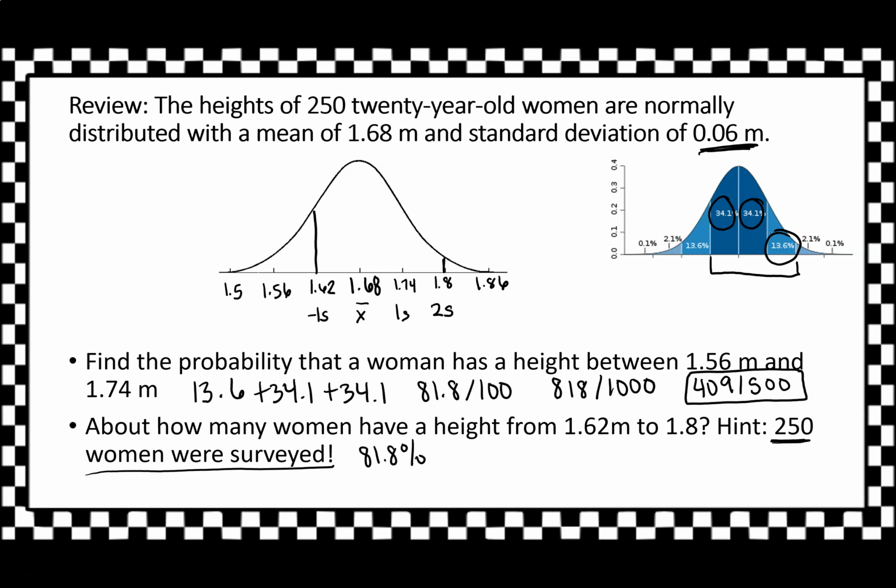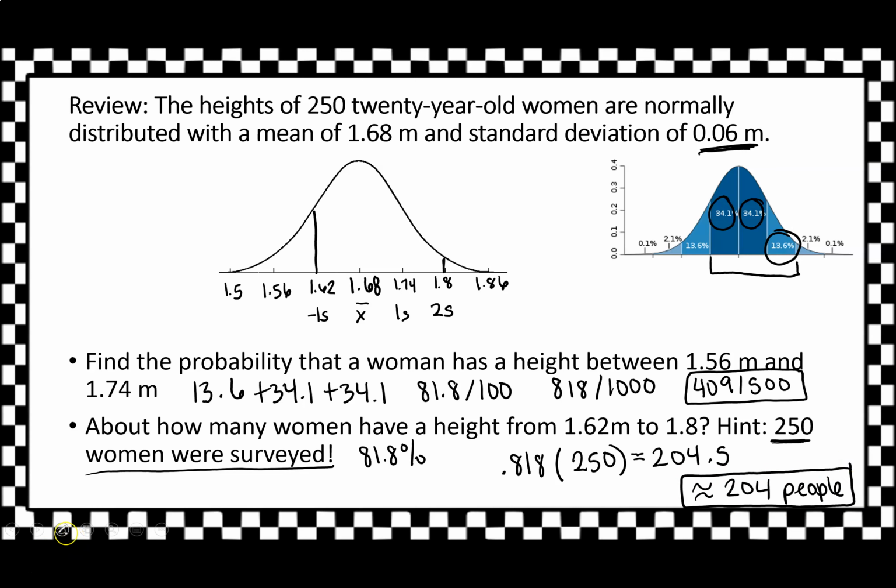But I'm trying to figure out how many of the women are in this range. So I'm going to take 0.818 and multiply it by the 250 women surveyed. And doing that math, I get 204.5 people. Well, I can roughly say that that's about 204 people. You could have rounded it to 205 as well. I'd give you credit for that.